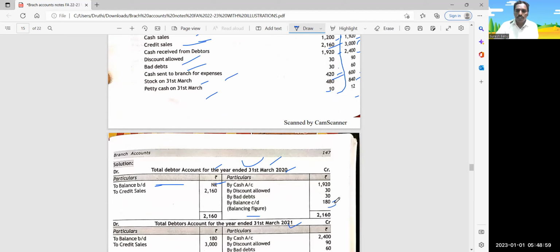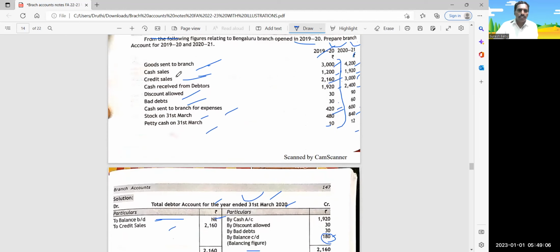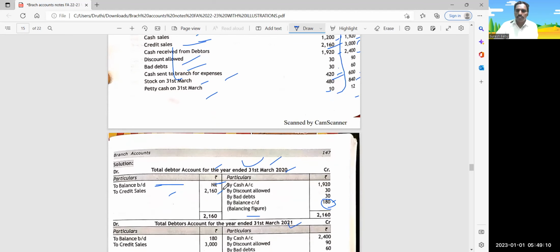You note this. So we would be writing 180 towards the end, before closing. Now there are credit sales right here. How much is the credit sale? 2,160. Yes, debit here in the debtors account.